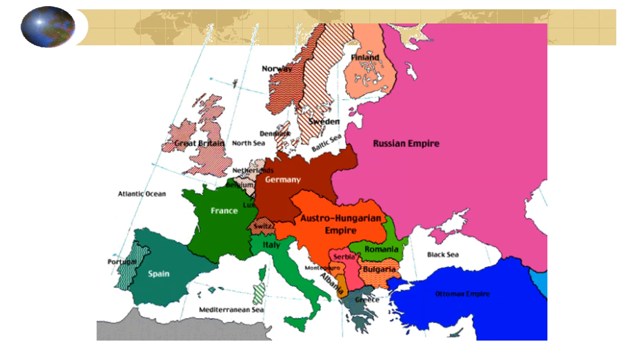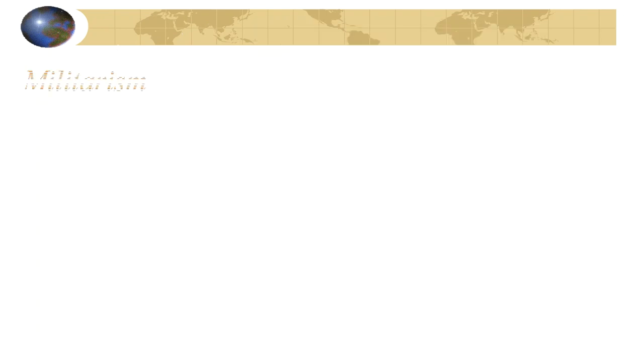So if we look at this map, you can see what Europe looked like in 1914 before the war started. You can see a number of nations that don't exist today and also some nations that will lose territory because of World War I.